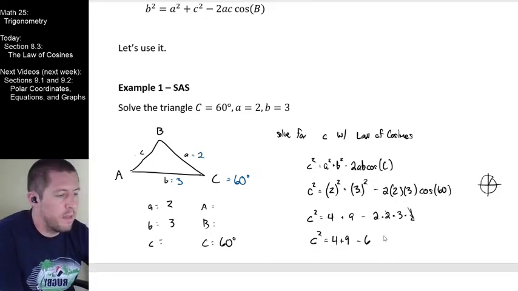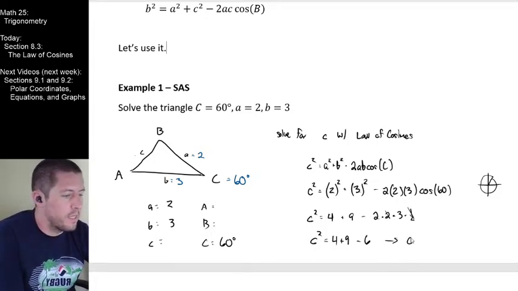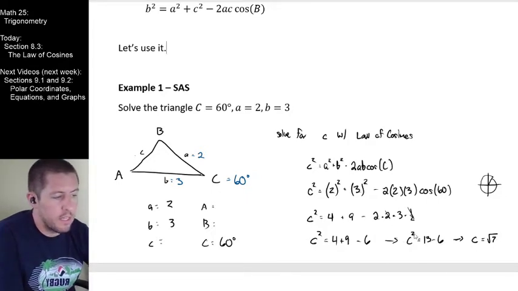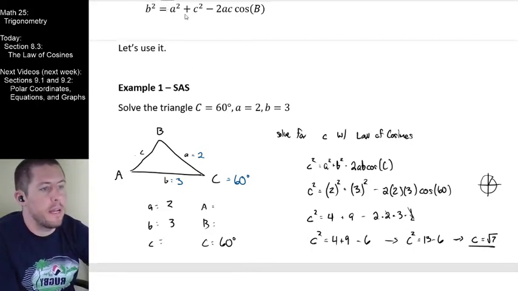That's 2 times 3. And so it seems like we're going to get C squared equals 13 minus 6, which says to me that C is going to be the square root of 7, right? 13 minus 6 is 7, and I need to take the square root on both sides to solve for C. So I think that I've found my side length C here as root 7.